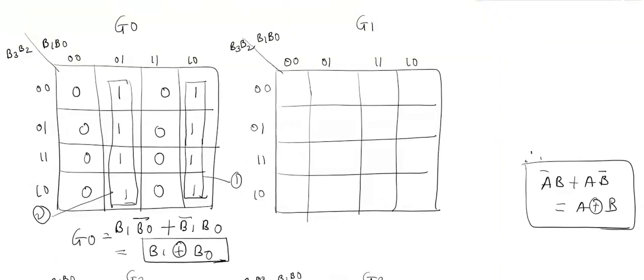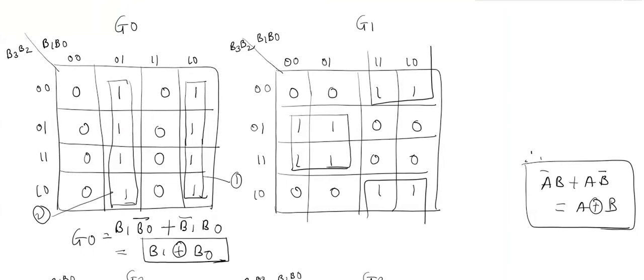Now after plotting the G1 column as output onto the K-map, now my K-map will look like this: 0, 0, 1, 1, then 1, 1, 0, 0, 1, 0, 0, 0, 0, 1, 1. Now first we'll try for the octet. Octet is not possible. Then we'll try for the quad. Yes, quad is possible. This will be my first quad and this can be my second quad.